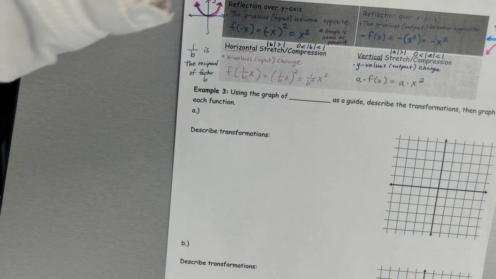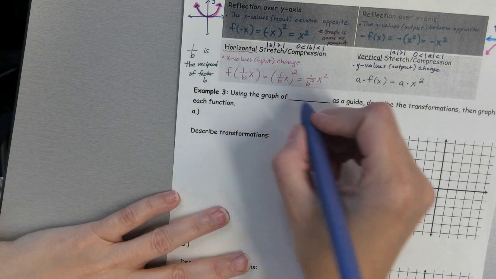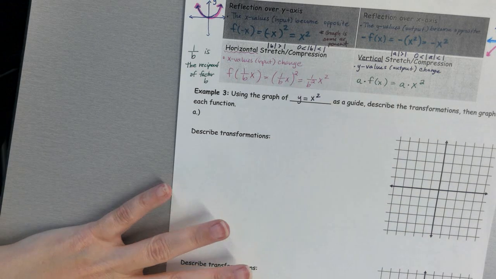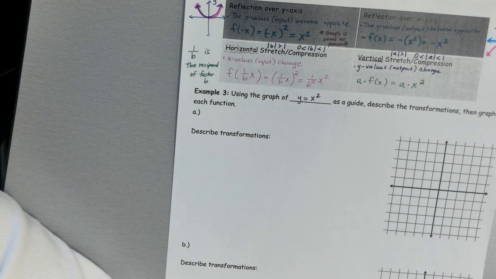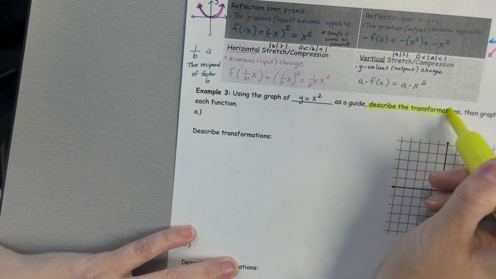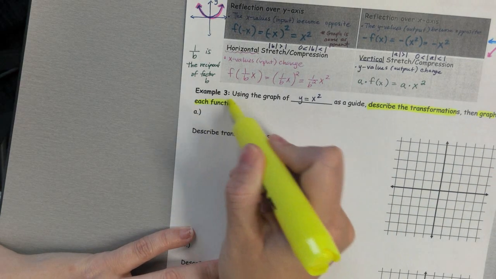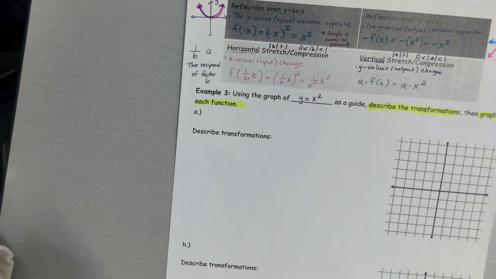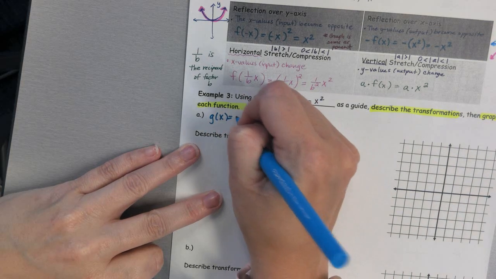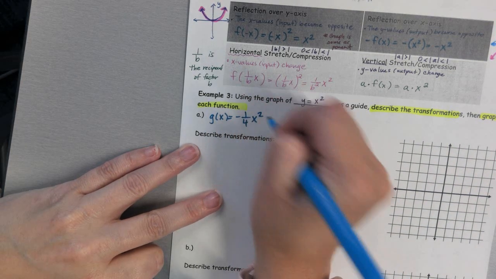Okay, so for example 3, we're still using our parent function. Sometimes it'll say f of x equals, sometimes it might say y equals x squared. It's the same thing. Then we do have to describe the transformations and graph each function. For part A, we have g of x equals negative 1/4 x squared.